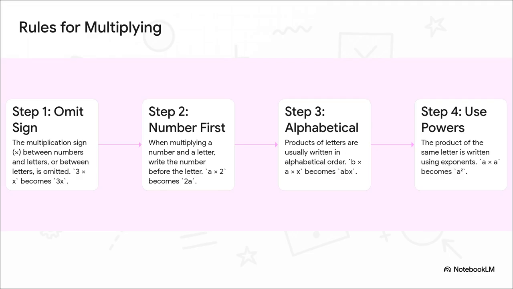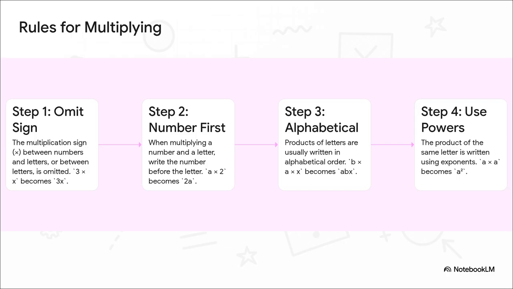Way cleaner. Second rule, the number always goes first. So you wouldn't write x times 2, you'd flip it around and write 2x. Think of it as being polite. Numbers go first. Third, if you're multiplying different letters, like B times A, we just put them in alphabetical order, so it becomes AB. It just keeps everything neat and tidy.